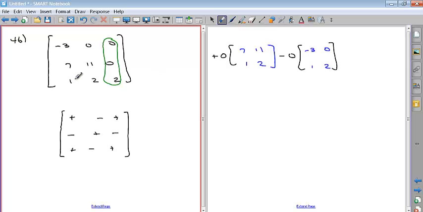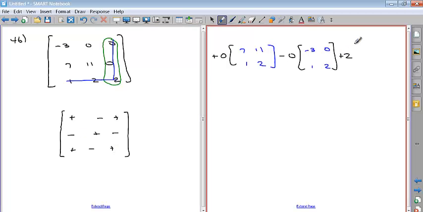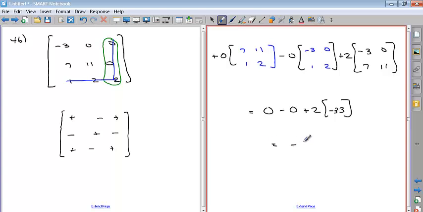So you take this row and this column, the coefficient is 2, it's positive, so we have plus 2 times the matrix, and actually it should be the determinants because I'm not doing this perfectly, right? So you get 3, 0, negative 3, 0, 7, 11. So you get 0 minus 0 plus 2 times negative 33 and 0. So that's just negative 33. So the final answer, just have to multiply two numbers together, which is negative 66.